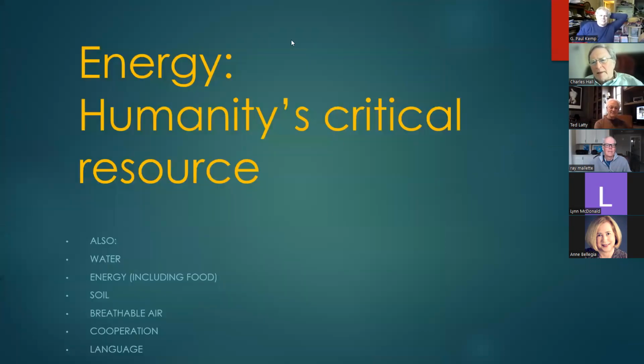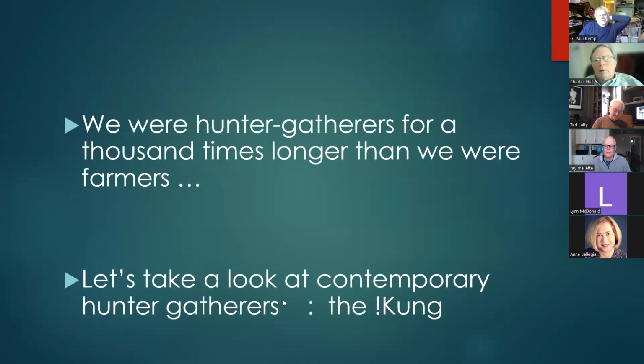Okay, let's look at these early people now from the perspective of energy. And I don't want to say energy is the only critical resource. Obviously, there are others, including food, soil, breathable air, cooperation, not to mention language.